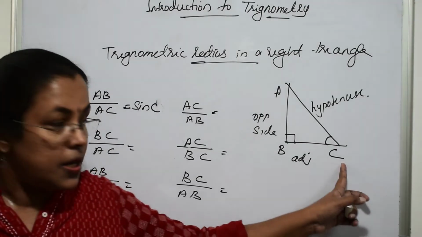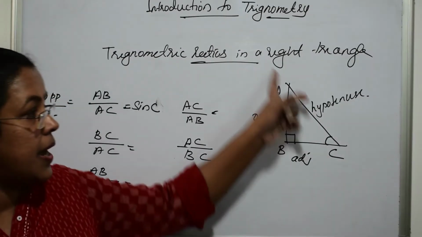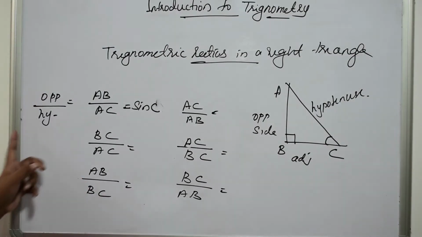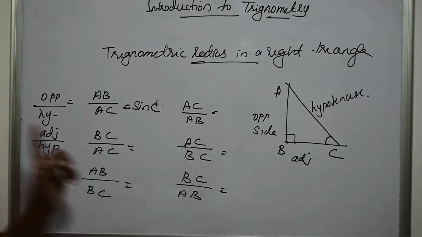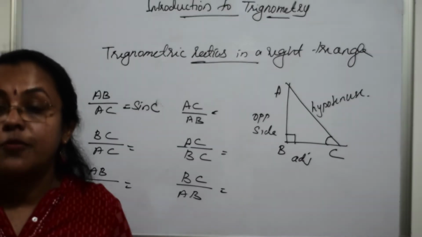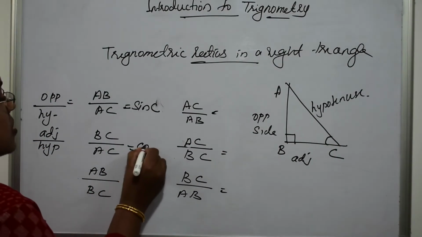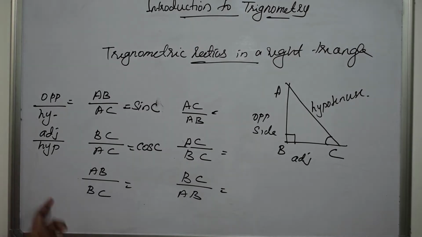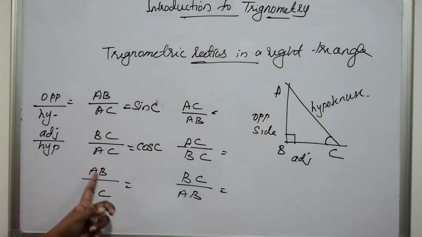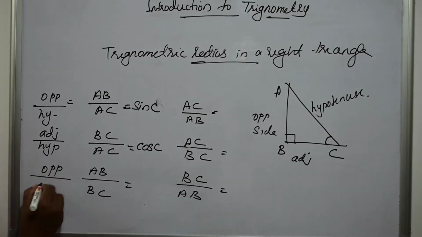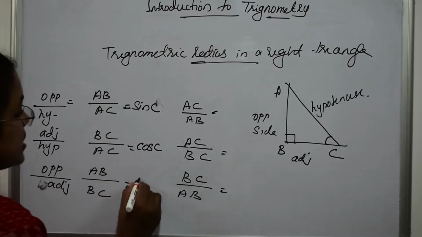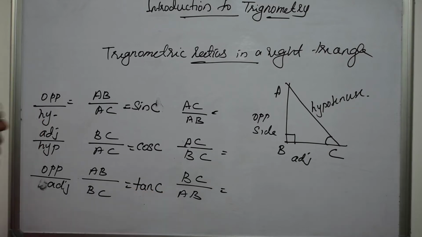With respect to C, BC is the adjacent side and AC is the hypotenuse. Then BC by AC is adjacent side by hypotenuse. We name this ratio as cosine of angle C and write it as cos C. With respect to angle C, AB is the opposite side and BC is the adjacent side. The name of opposite side by adjacent side is tangent of angle C and we write it as tan C.